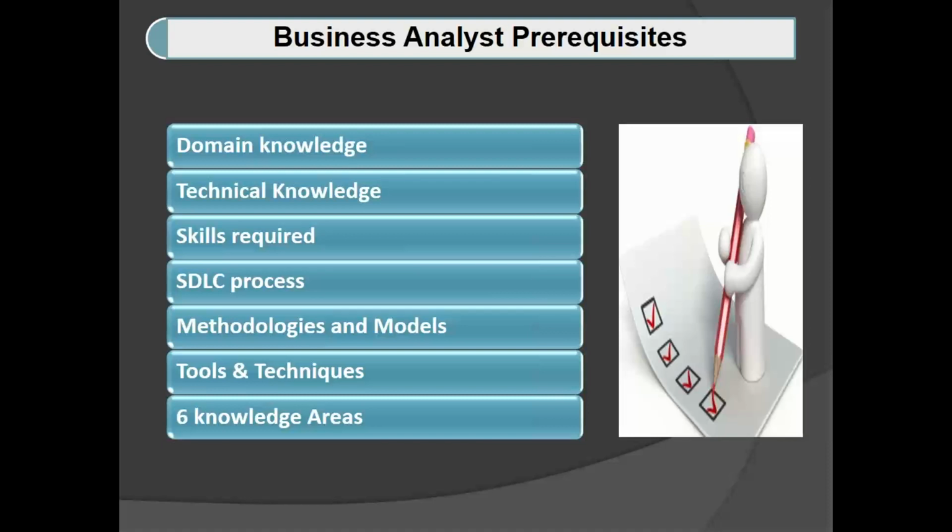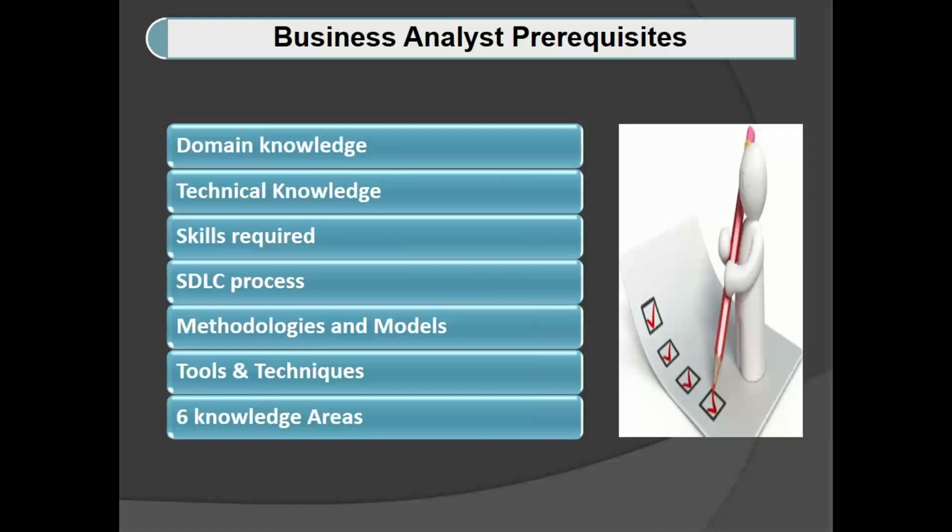Then the third one is skills required. Here a BA should have different skills. Totally those skills are divided into 7. What are they? The first one is good communication skills. Second one is good writing skills.